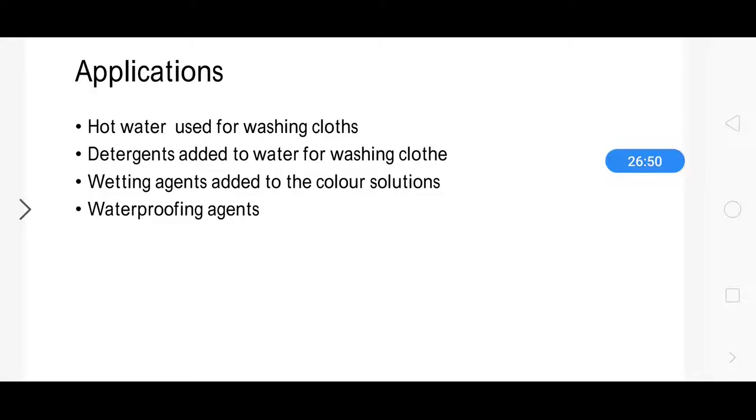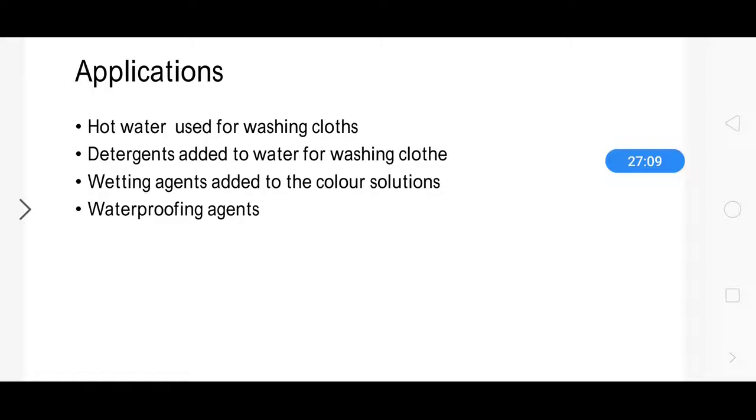If you use only water, we can't clean the cloths effectively. Why? Because the angle of contact is more compared to detergent water. Now, between ordinary water and the water with detergent added, there is a lot of difference in angle of contact.